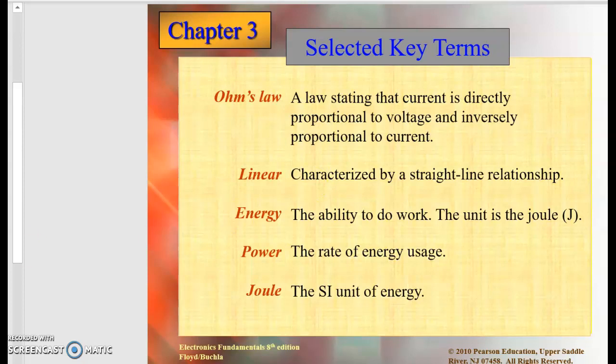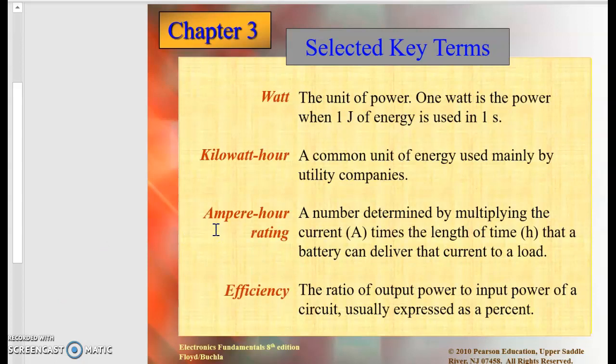We defined that power is closely related to energy in the way that power is the rate at which the energy is used. And we also found that the unit for energy or work is the joule, and the unit for power is the watt. The kilowatt hour, we found out, is a common unit used mainly by utility companies. Ampere hour, we use it to calculate the life expectancy of a battery.